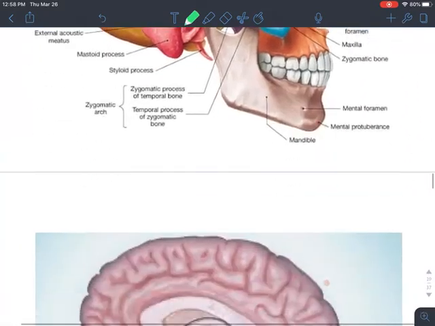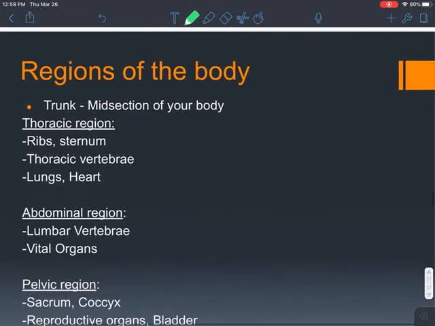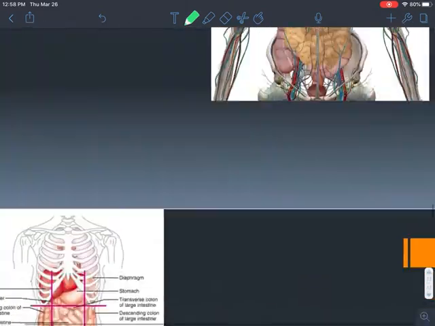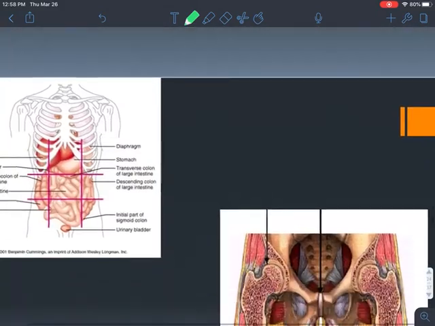Moving inferior to that. Oh, I got some pictures there. This is how it's supposed to look. What am I doing there?